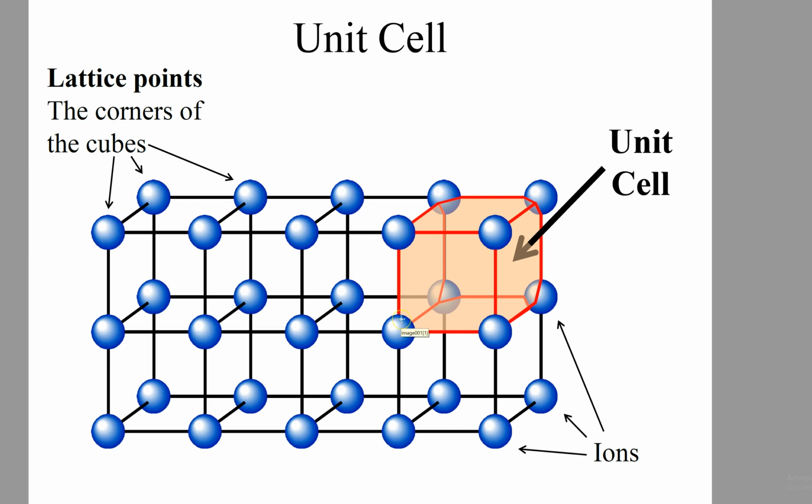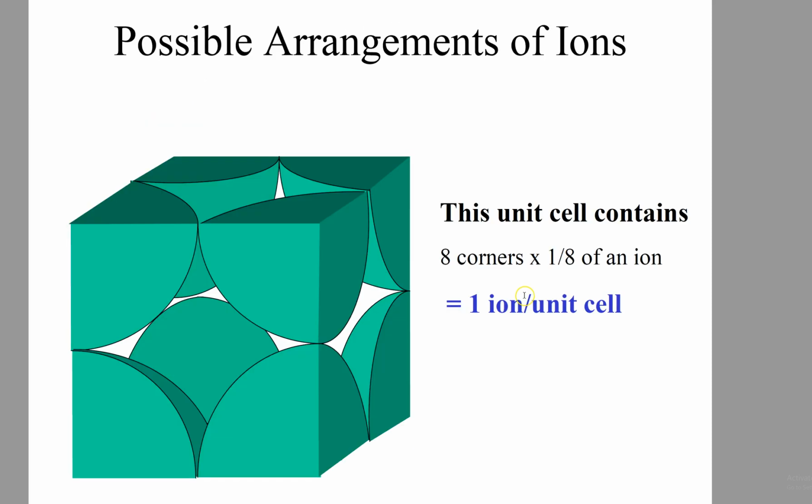And what I usually like to say is that when you're talking about these lattice points in these cubes, you're trying to find the maximum area. So if I define a unit cell, I would define it along this area right here, and the ions would fit very nicely in between. Possible arrangements depend on how you arrange the ions, but if I take 8 corners and multiply by 1/8 of an anion, you're going to get approximately 1 ion per unit cell.